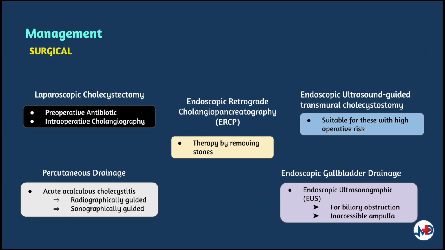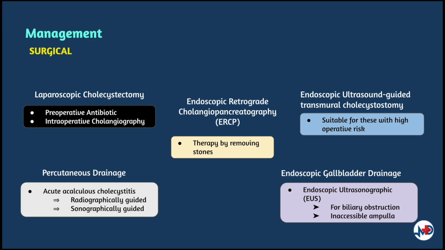Surgical and interventional procedures used to treat cholecystitis include laparoscopic cholecystectomy, percutaneous drainage, ERCP, endoscopic ultrasound-guided transmural cholecystotomy, and endoscopic gallbladder drainage. Laparoscopic cholecystectomy is a standard of care for the surgical treatment of cholecystitis. Studies have indicated that early laparoscopic cholecystectomy resulted in shorter total hospital stays with no significant difference in the conversion rates or complications.